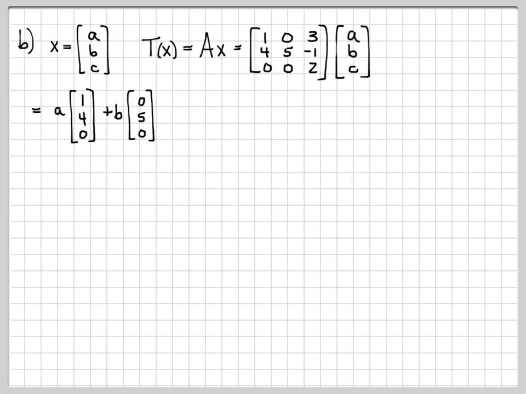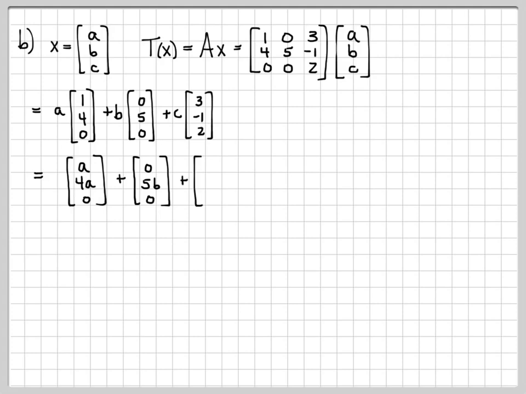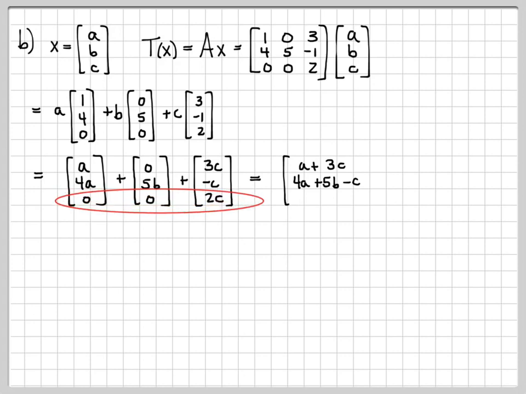This is just the definition of matrix vector product. Each column of A gets weighted by the corresponding entry in the vector. And then I can go ahead and multiply this out. a times that first column is a, 4a, 0. This one is 0, 5b, 0. And the final one is 3c, negative c, 2c. If I add all these up, do vector addition, I'll get a plus 3c. I'll get 4a plus 5b minus c. And the final row is 0 plus 0 plus 2c. And this is my answer.